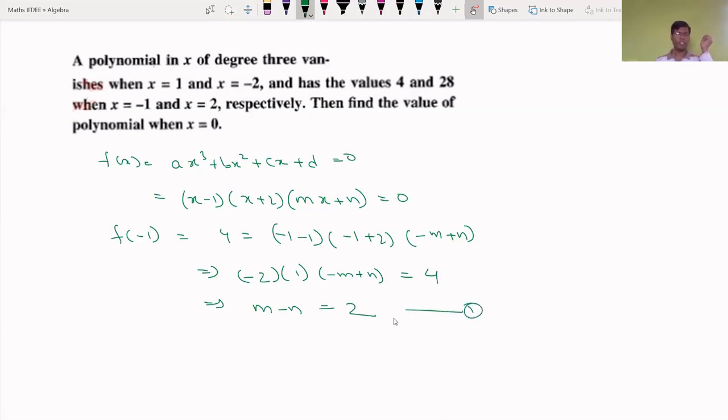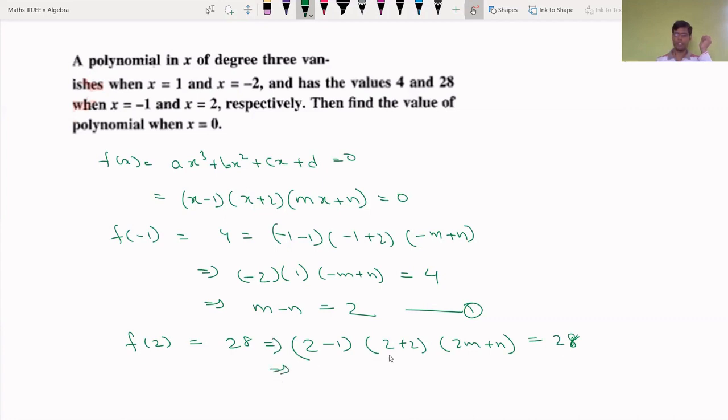Now the second equation is when I put x is equal to 2. So f of 2 is equal to 28, because f of minus 1 was 4 and f of 2 was 28. The values are given for those particular numbers. So if we put x is equal to 2 in this equation, we will have 2 minus 1, 2 plus 2, 2m plus n is equal to 28. So let me again write it, 28.